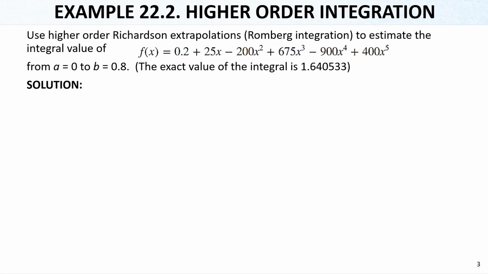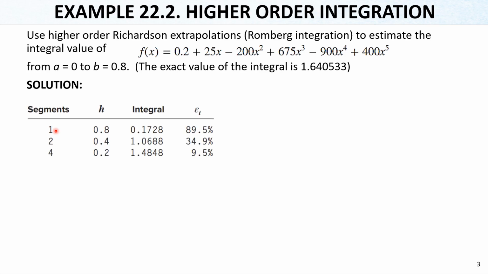In this slide, we have example 22, and this is actually the application of the Romberg integration for the higher order integration application for the same integral formula from a equals 0 to b equals 0.8. And remember that the exact value was this. So let's try the Romberg integration in this. Basically, we had these 1, 2, and 4 segments. For Richardson extrapolation, we applied this actually.